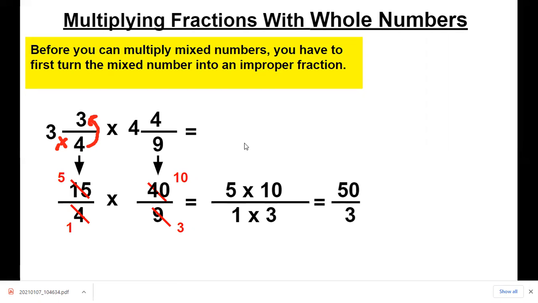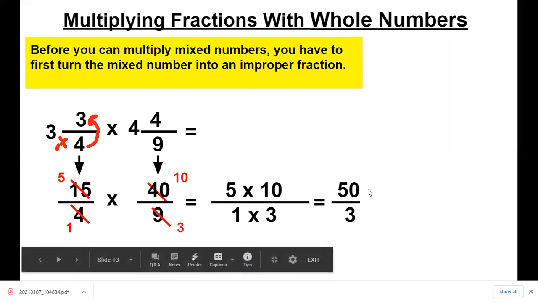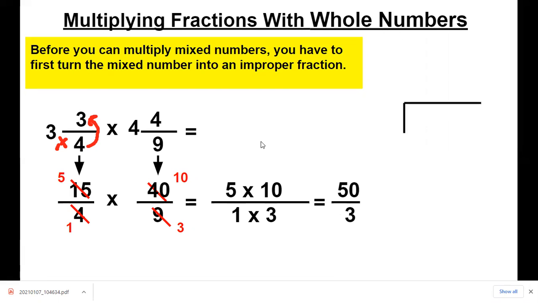Okay, so I do have to convert this back to a mixed number now, so I have to divide. What goes on the inside? 50. What goes on the outside? 3. How many 3's go into 5? The first number there, 1, right? So I'm going to put the 1 over the 5, and I'm going to multiply. 1 times 3 is 3. 5 minus 3 is 2. And now I'm going to bring down my 0 and say how many 3's go into 20?